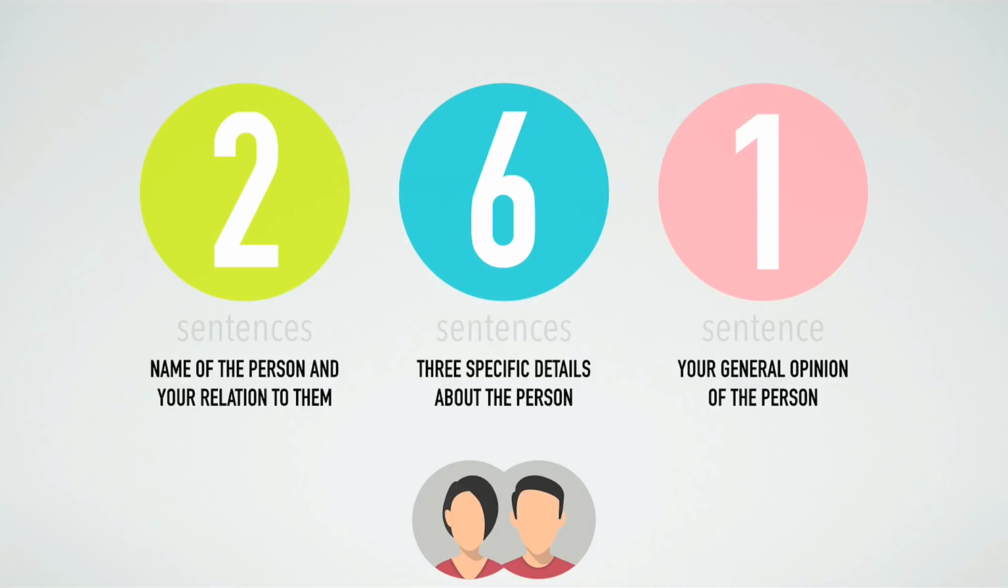And the final part of the formula deals with the number 1, one sentence that gives your general opinion of the person. However, how do you actually make these sentences? That's what I'm going to teach you in today's video.